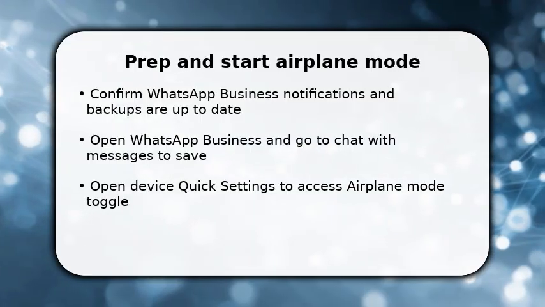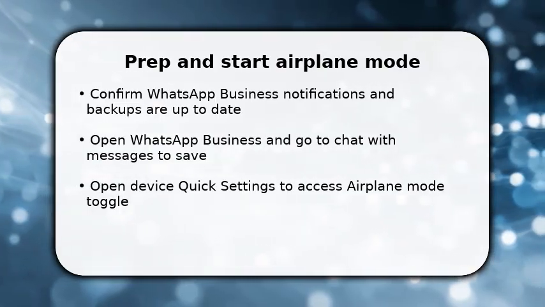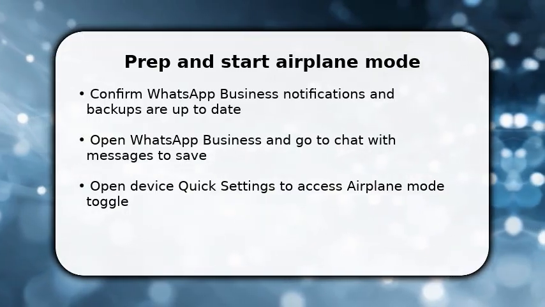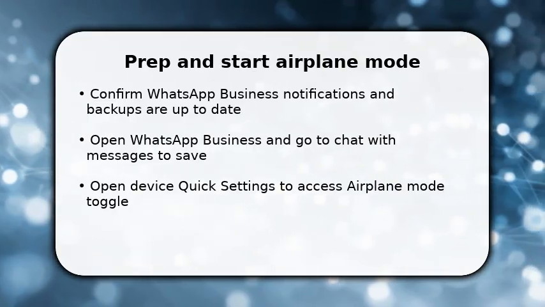You'll begin by securing recent messages. Make sure your WhatsApp Business backup ran or that important chats are visible. Once done, open the chat you want to pause notifications for so you can confirm local state.